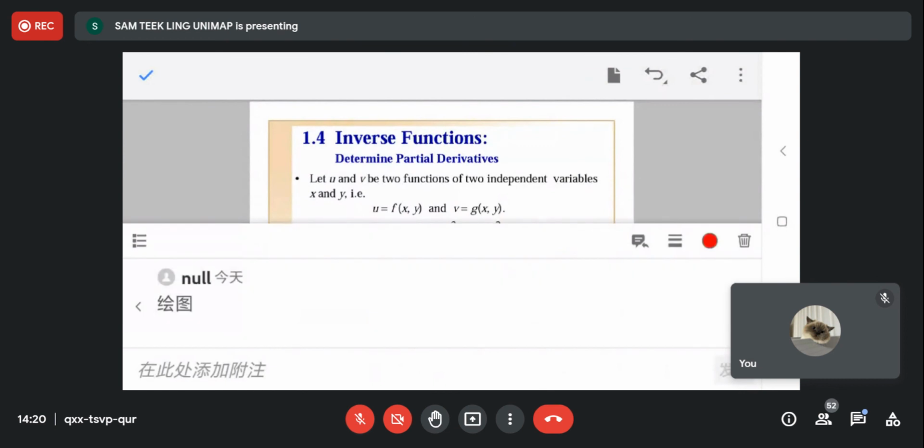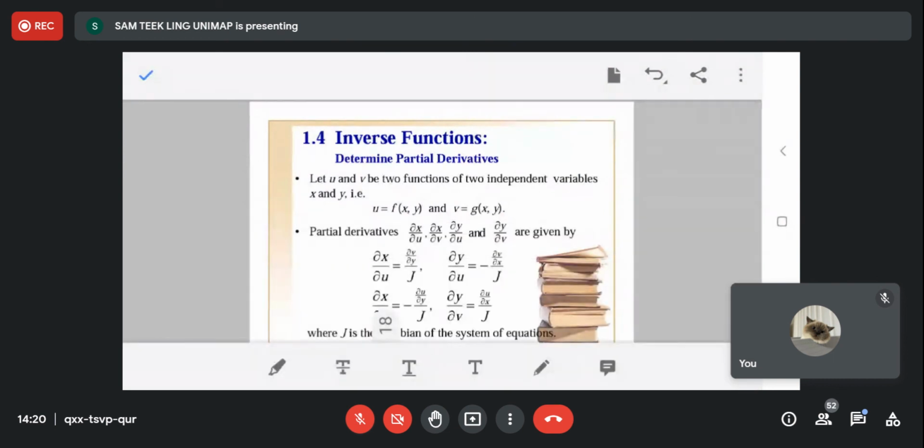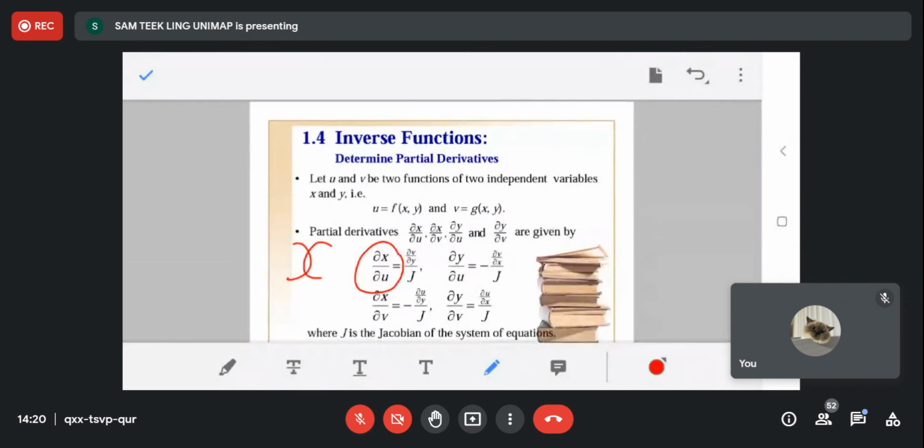Then sometimes del x del u, they also can write like this. Because still remember del f del x, the starting one. So differential with respect to x, you write like this one. So same meaning. Don't say you don't know what is x and what is the small letter u. Del f per del x is differential f with respect to x. You can write in this form.